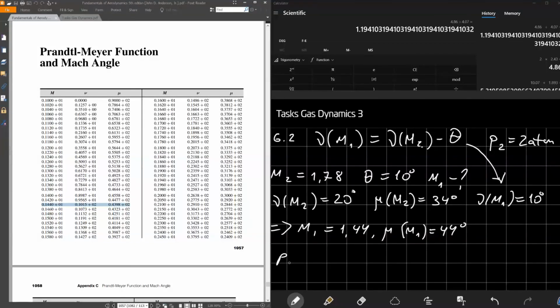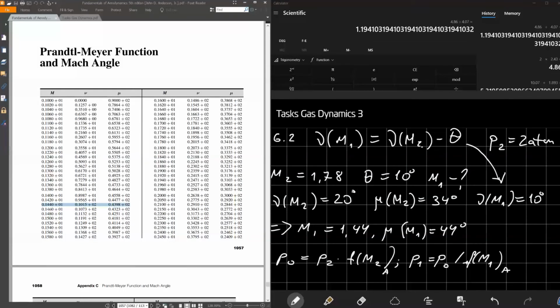P0 is P2 multiplied by the function of Mach number 2, right? And pressure 1 is pressure 0 divided by the function of Mach number 1 from Appendix A. Both are taken from Appendix A.